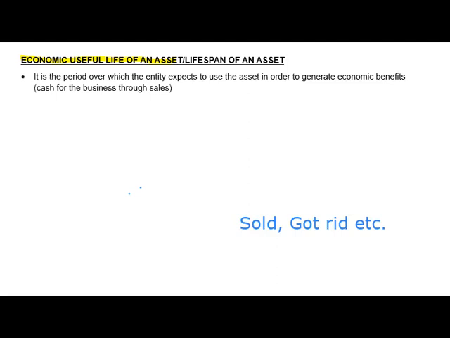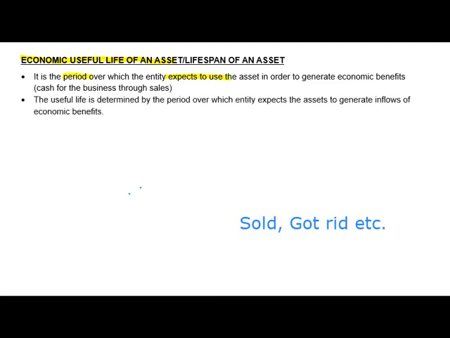For us to depreciate an asset, we need to figure out how long we're going to use that asset. The length of time in accounting, we call it the economic useful life. It's how long you expect to use that asset and the benefits you expect from that specific asset, okay? It is the period over which the entity expects to use their asset in order to generate economic benefits. When you talk about economic benefits, we're talking about cash for the business through sales.